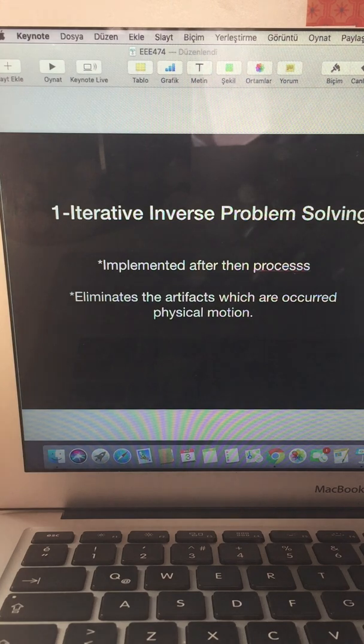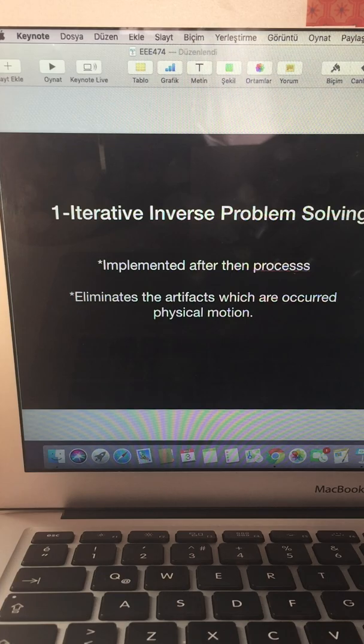After that, the iterative method is implemented to reduce the amount of ghost artifacts. Because this method is implemented after the image processing, a perfect predefined model of the movements should be known by us. Briefly, calculations are done for the magnetization of the image. After that, we desire that it matches the magnetization of the image that we get.